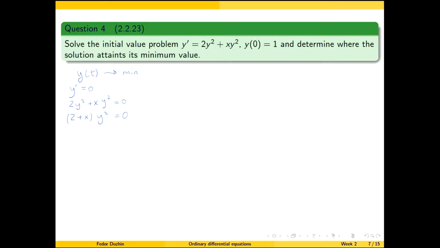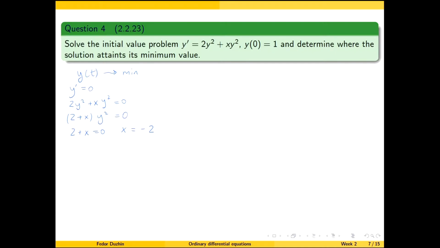Now we can take out y squared, so this is 2 plus x times y squared equals 0. And so in order for this whole thing to be 0, either y is 0 or 2 plus x is 0. So 2 plus x is 0, which means that x equals negative 2.